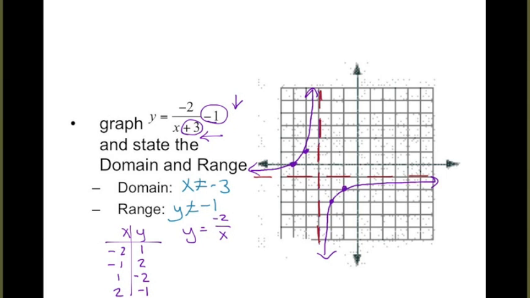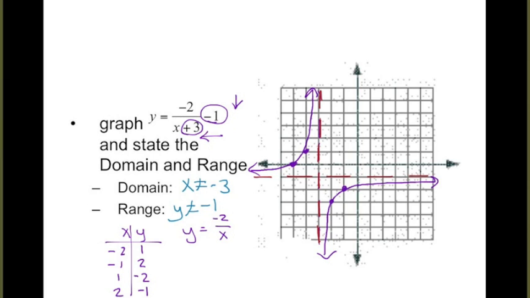Okay, so we're going to have one value limited out of our domain and one value limited out of our range, and those are going to come from our asymptotes. So x equals -3 is an asymptote. That means we cannot have that as a part of our domain. And y equals -1 is our horizontal asymptote, and that means that we cannot have that as a part of our range.